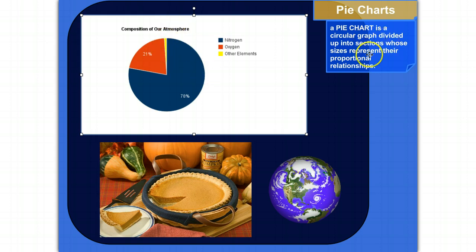And so when we talk about a circular graph, okay, it's a circle. It's a graph that's a circle, divided up into sections. So in this one, there's one, two, three sections whose sizes represent their proportional relationship.